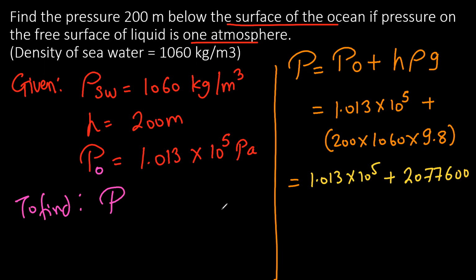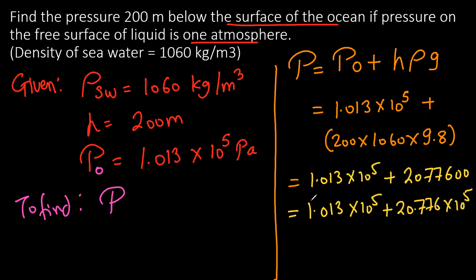2077600. This is the answer if you multiply all the things. But here the other term is 10 raised to 5, so you need to convert this into 10 raised to 5. Then only you can do the addition. So if I convert it, it's 1.013 into 10 raised to 5, plus 20.776 into 10 raised to 5. Both are in 10 raised to 5, so you can directly do the addition.